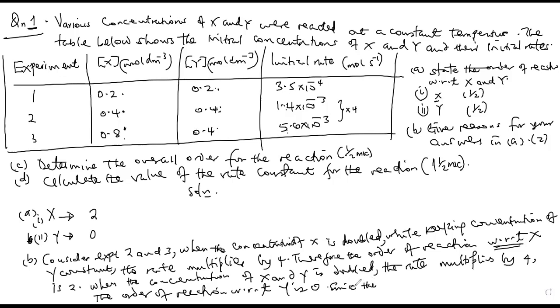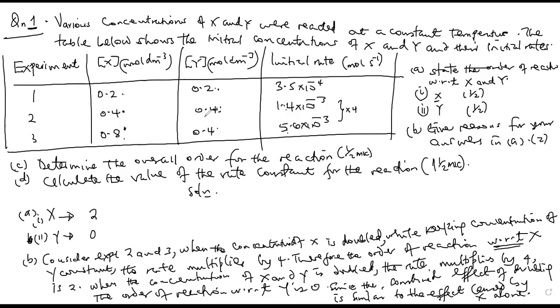Since the combined effect of doubling is similar to the effect caused by X alone. Now, here you are not comparing by keeping one constant and varying the concentration of the other, because it is not possible. So we are taking its effect as zero to the rate of reaction. So we are going to do very many examples so that we get used to this work.